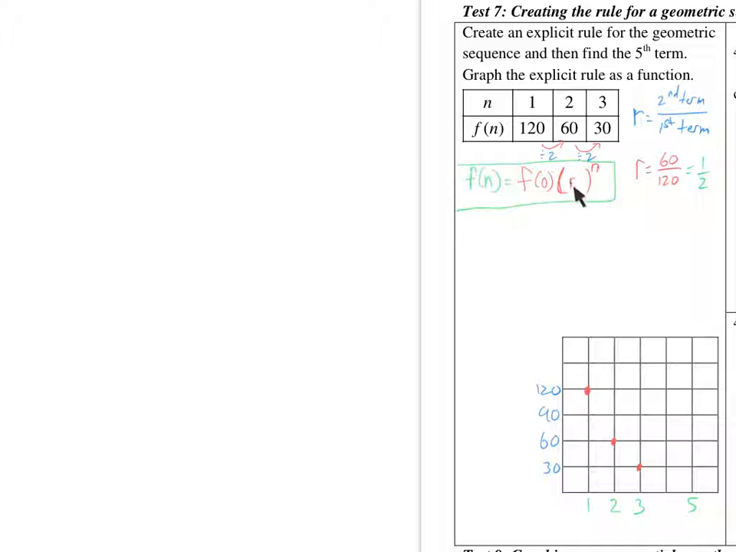Now, the question is, we have R. So we have F of n is equal to, we have R is 1/2 to the n. So how do we get this number? How do we get F0? Well, F0 is the number in front of the pattern. So if we have 120, what's the number before the pattern even started? Well, if we're halving this way, to get from 30 to 60, didn't you multiply by 2? To get from 60 to 120, didn't you multiply by 2? So how do you get in front of this?